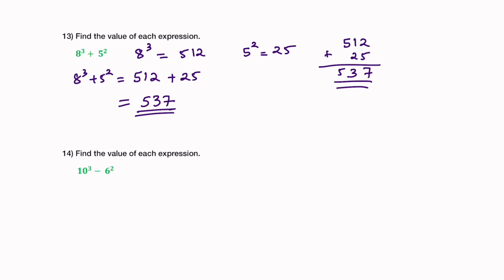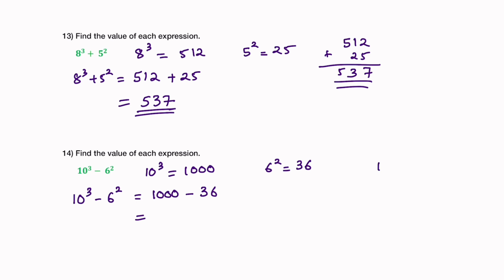Now, here 10 cube minus 6 square. 10 cube is 1000. This one is easy to remember, right? And 6 square is 36. So 10 cube minus 6 square is 1000 minus 36, which is equal to, we can actually do this mentally, right? 36 plus 4 makes us 40, plus 10 makes it 50. So that's 14. And 50 plus 50 is 100. So it's 64 and 900, right?